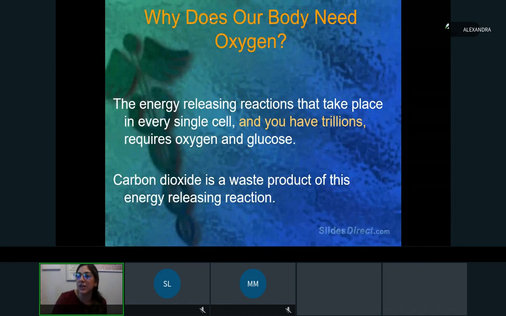So why does our body need oxygen? Every single action, reaction, anything that you do requires energy. And in order for us to get energy, we need that ATP. This is going back to quarter 2. Adenosine triphosphate is that usable energy that gets broken down from glucose. Remember that glucose is the product of photosynthesis.